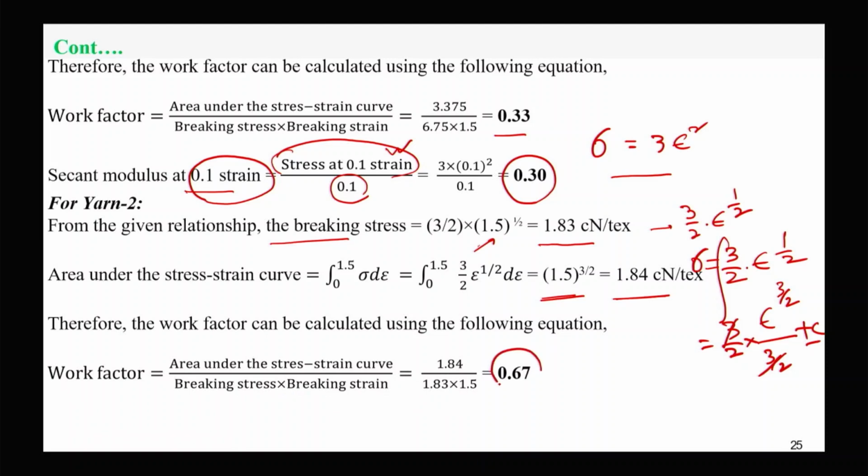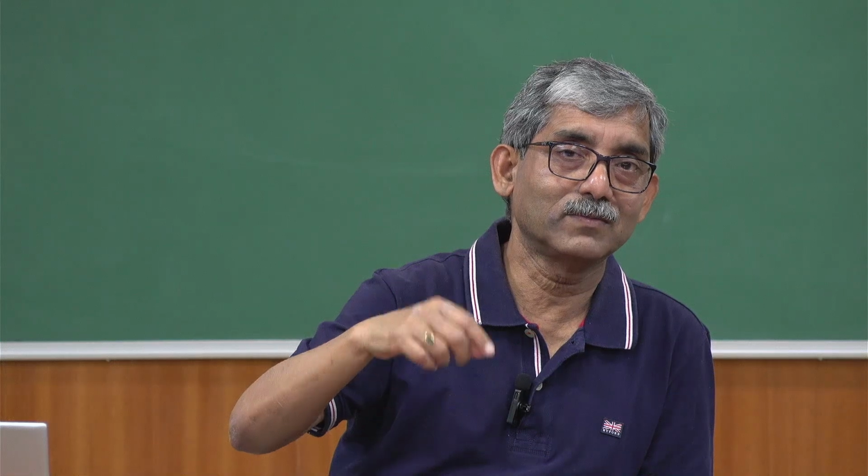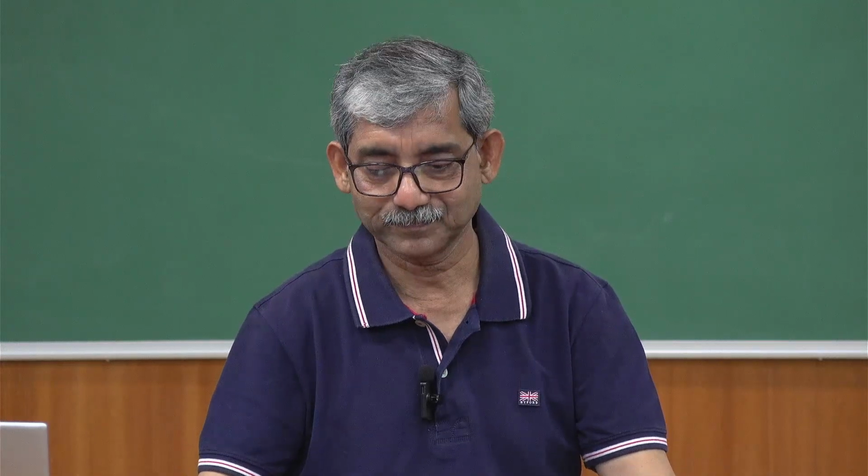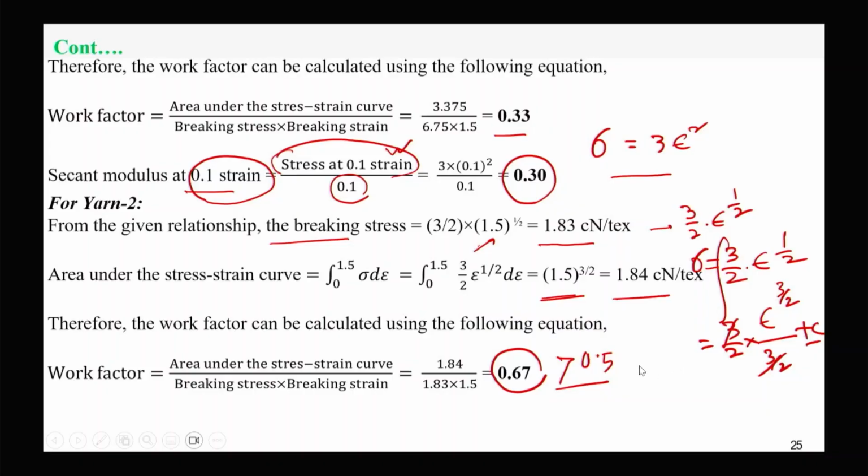This work factor is 1.67, which is more than 0.5. If we know the work factor, we can see the nature of the curve: initially the modulus will be very high. So from the nature of the curve we can at least predict whether it will be less than 0.5 or more than 0.5.